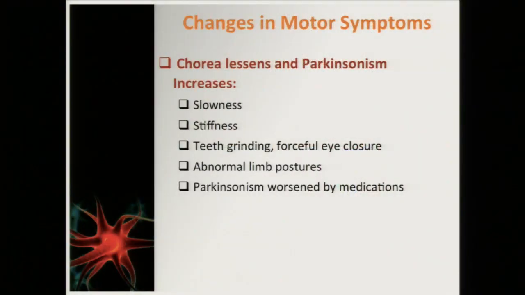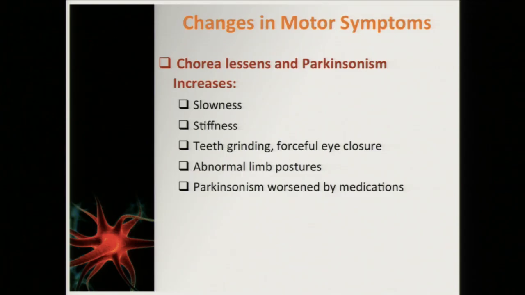So what's Parkinsonism? Well, it's slowness, stiffness, they can have abnormal muscle contractions. So some people develop teeth grinding, such as you hear sometimes overnight. There can be forceful eye closure at times, and abnormal limb postures as well.